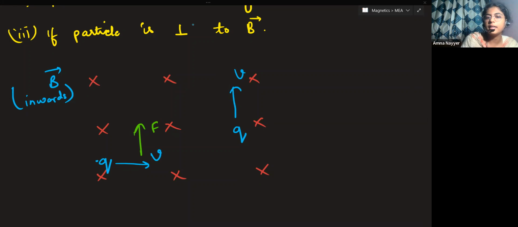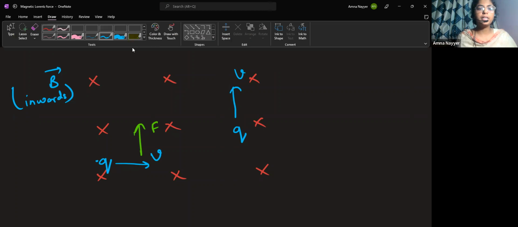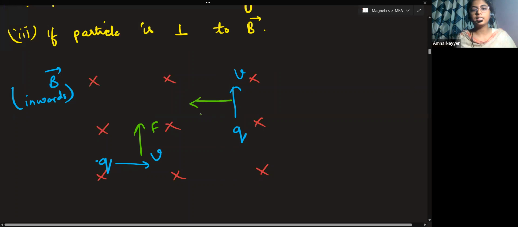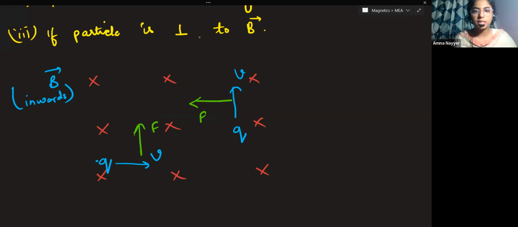Yes, Salman is right. It will be left, not down, Zaid. See, velocity is like this now. I have to curl it inwards. Force, thumb is where? Thumb is pointing to the left hand side. So direction of force will be where? This will be the direction of force towards the left. Okay, clear. Fine.